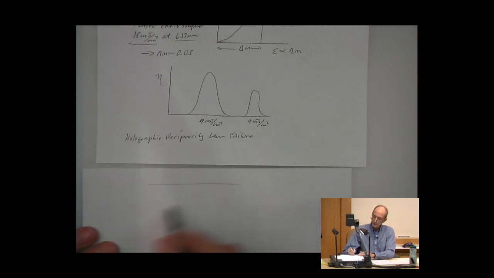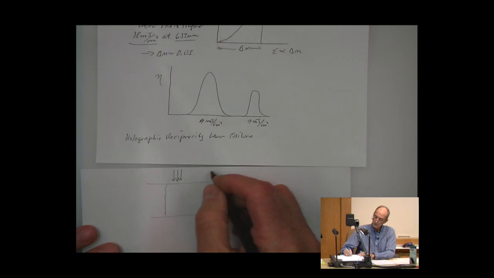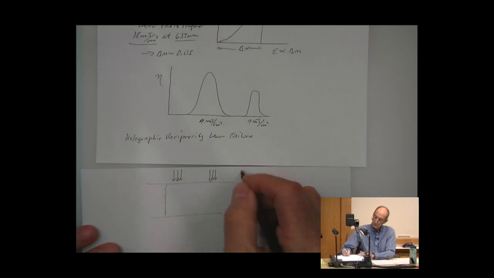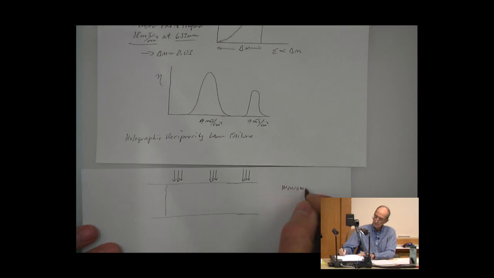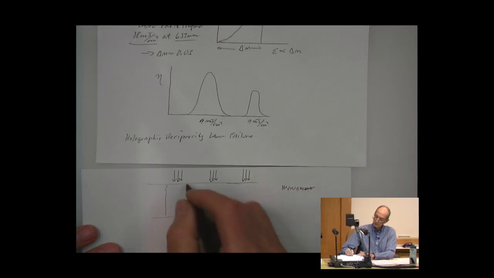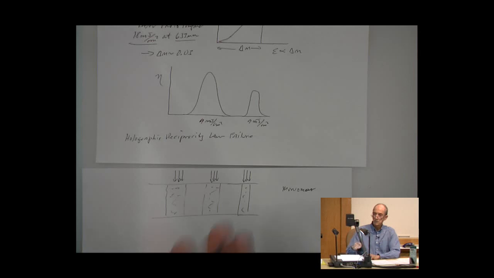If we look at the material, say this bare material, we give it the first exposure. Again, we have these regions with high illumination here, and we have a monomer that's polymerized in those regions, like so. And then we would start to get a diffusion process occurring.